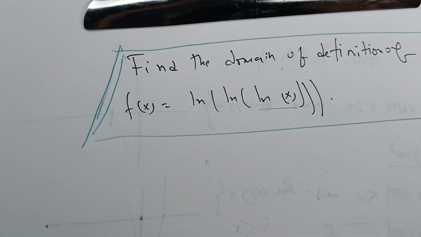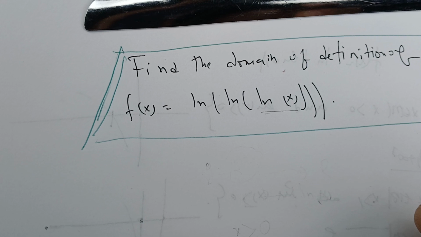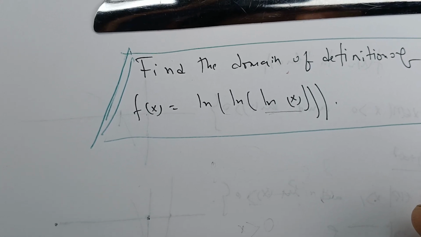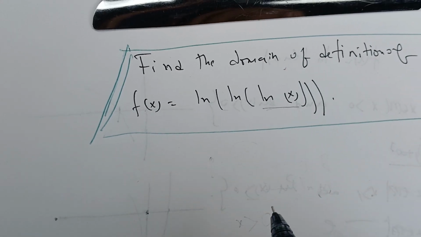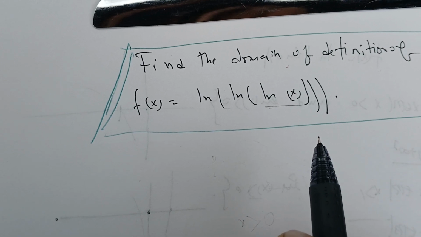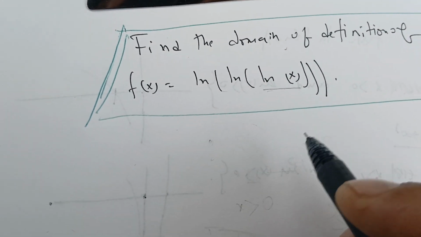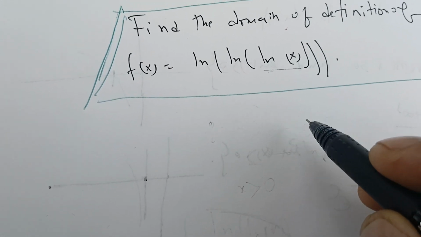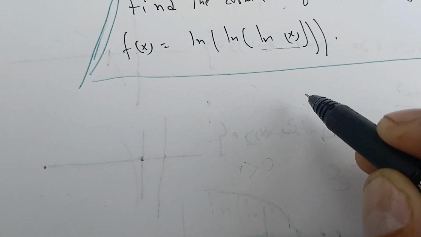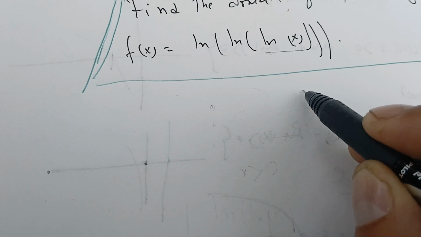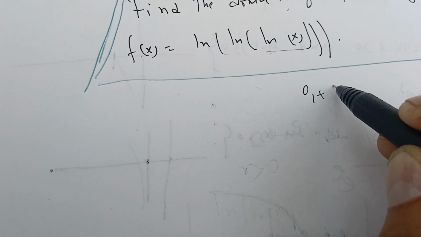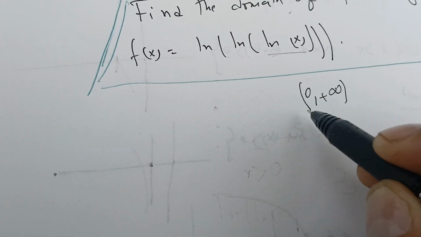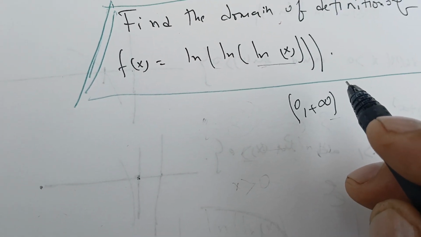So one good idea to work this problem is we can start by reminding ourselves of the domain of the natural log. The natural log is defined on the set of strictly positive numbers. That means the 0 is not included.